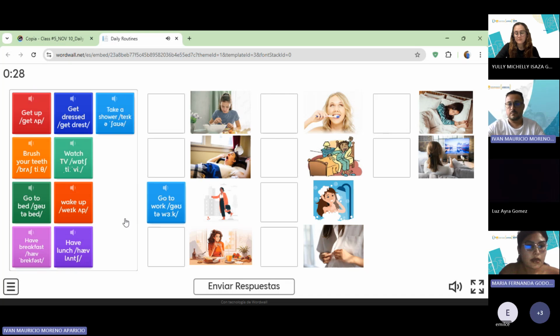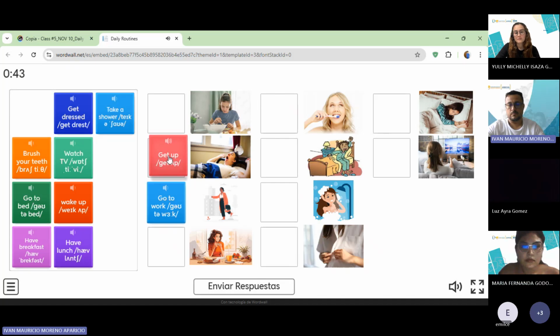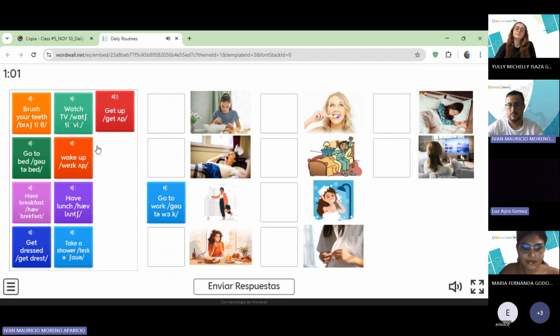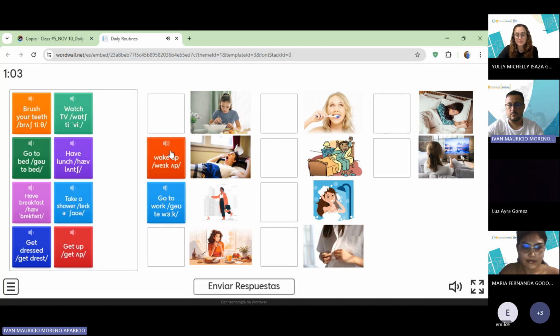Okay. The next one is get up. Do you remember what is get up? Number 2? Get up. Are you sure? No. What do you think? Wake up. Wake up. Okay. Wake up? Okay. It's okay?